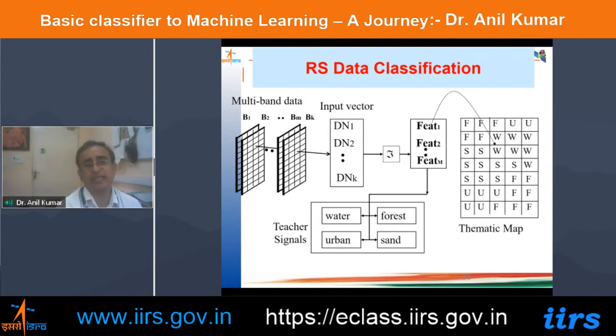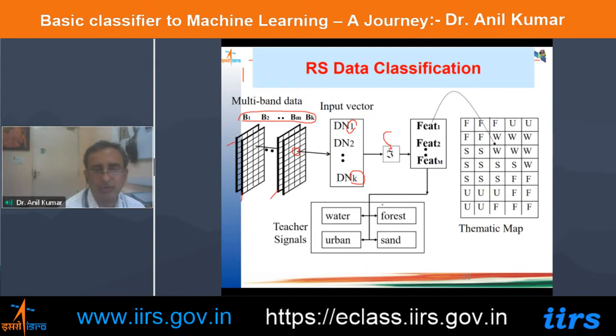Here we can see a little more about remote sensing linkages with supervised and unsupervised approaches. This is a remote sensing image, say B1 to BK band data. So this is the image form. Each band is in the form of a matrix, and at each pixel location you may get k values, from 1 to k, and here it is going into the algorithm.